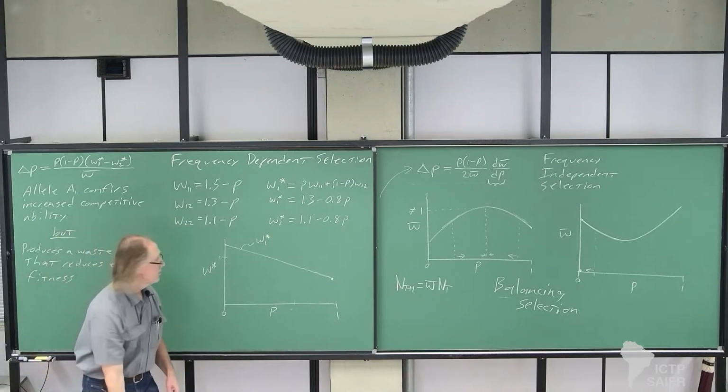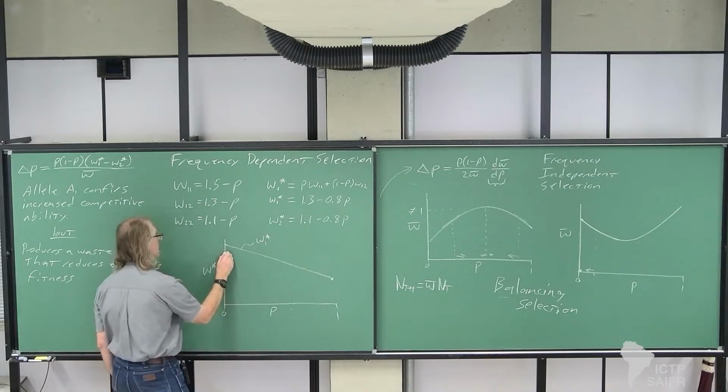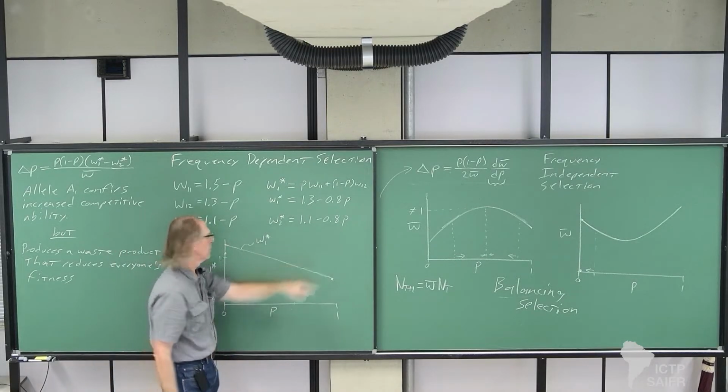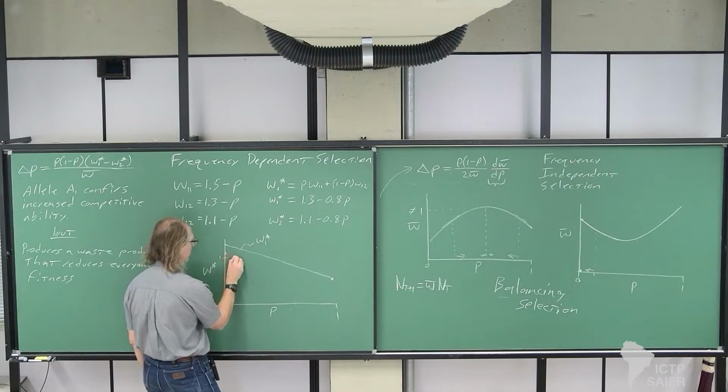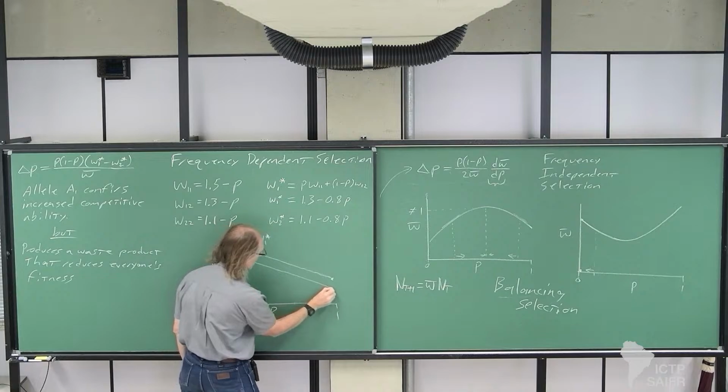What about W2 star? Well, it starts out at 1.1, so it starts out about here. And it drops off with exactly the same slope. So it's dropping off like that.